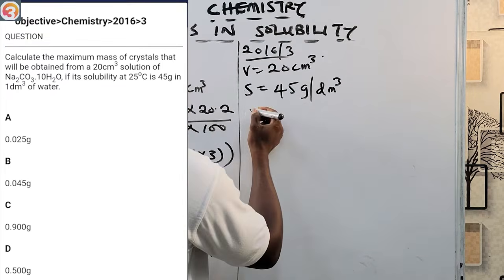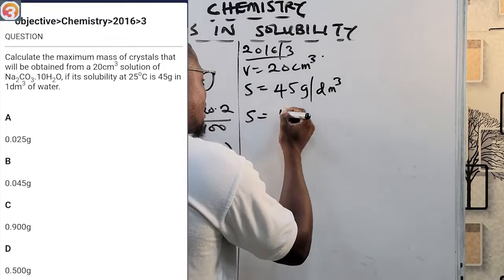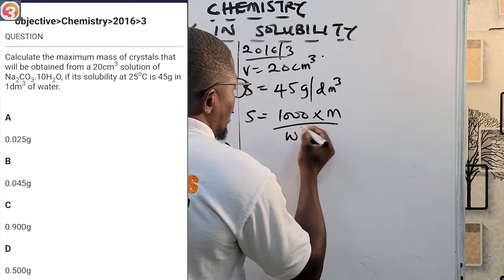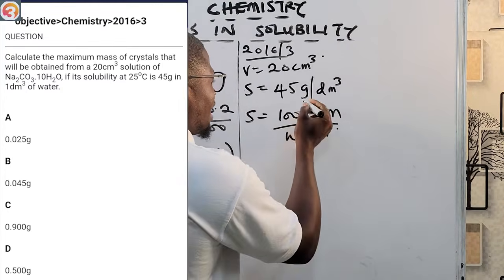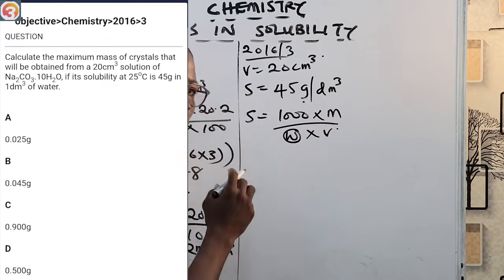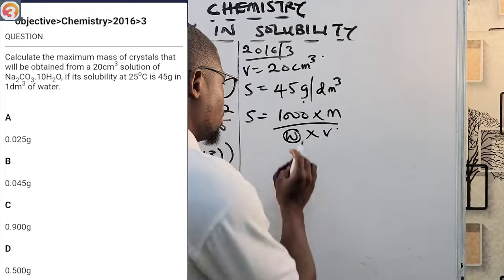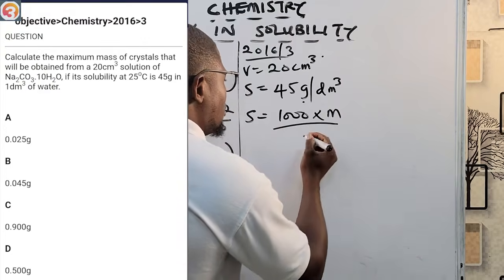So remember our formula? We already said our solubility. First of all, let us bring the formula again so that we can understand. It's 1000 times mass over molar mass times volume. Then we said that when solubility is in gram per dm cube, we do not use the molar mass at all. So first of all, we go out of this equation, and we are going to have 1000 m over V.